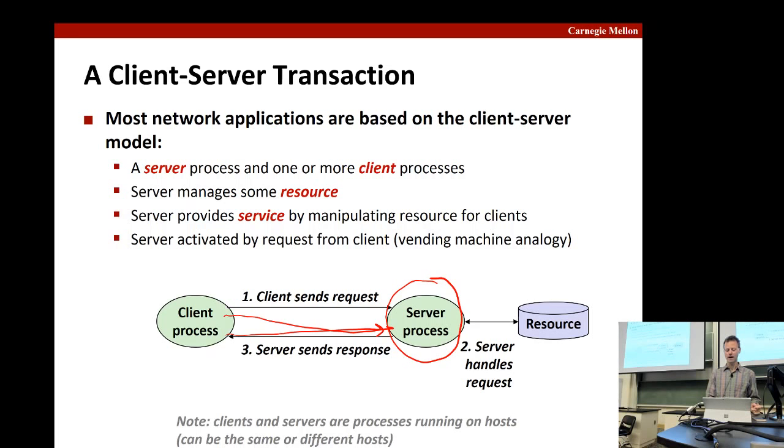Okay. Important to note that these are processes. Typically, we think of them as the client running on one host machine and the server running on another host machine. But you could have multiple client processes running on the same host. You could have a client running on the same host as the server, and so forth.